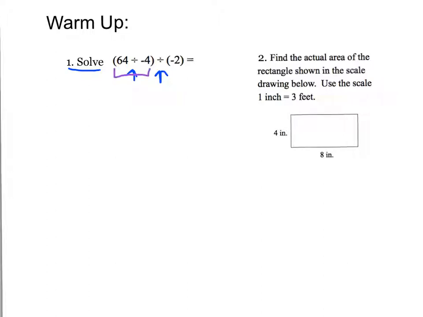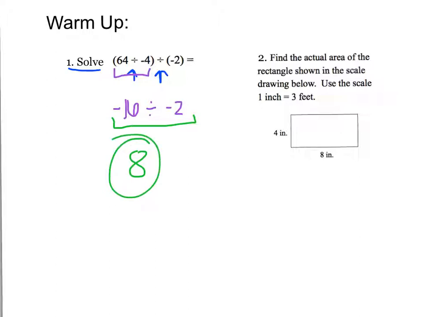So we have to figure out 64 divided by -4. When we break that down, we get -16. And then recopy what's left, divided by -2. And now all we have left is -16 divided by -2, which gives us a final answer of 8. Notice we went left to right, and we did parentheses first.